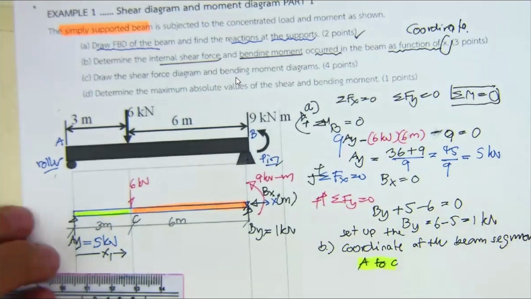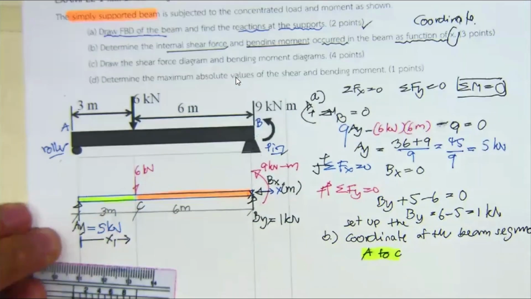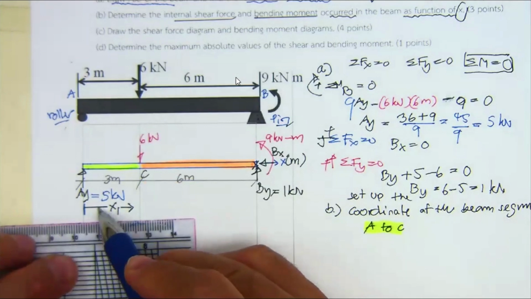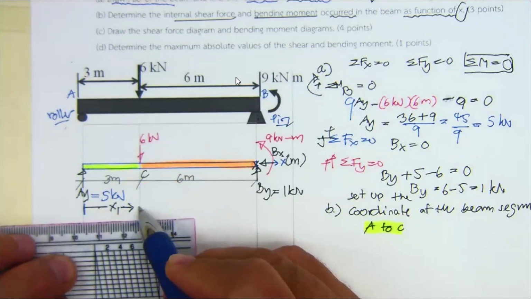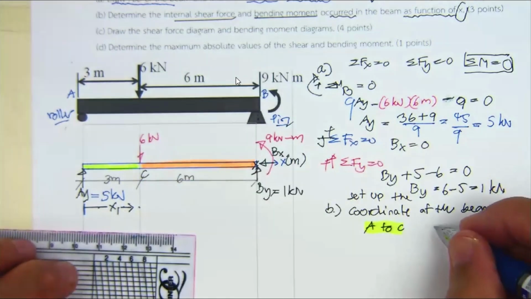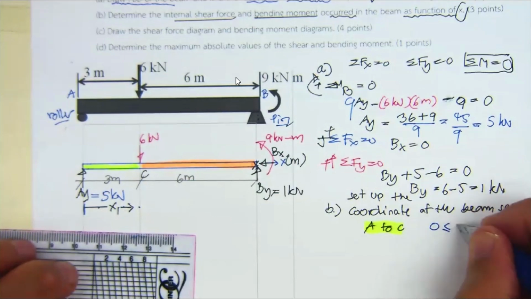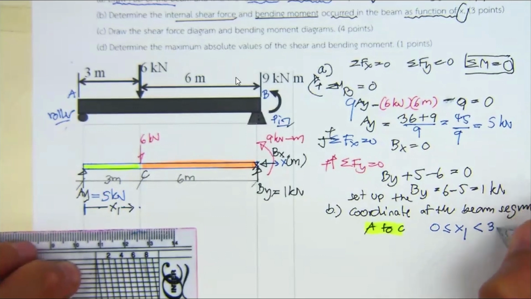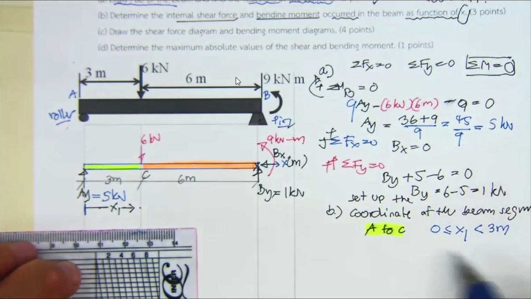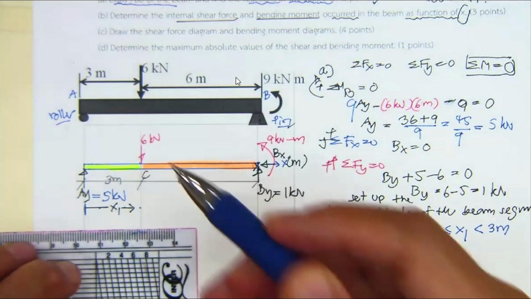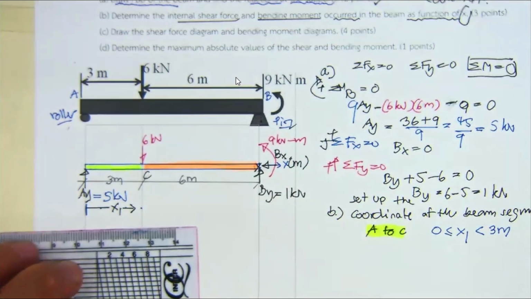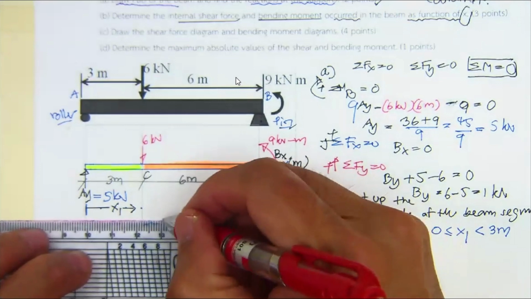X is going to start from here, and then move along this one: 1 meter, 2 meters, and 3 meters. So 0 less than or equal to x1, and x1 less than or equal to 3 meters, not equal, just before 6 kilonewton. Okay, then you have another one called x2.